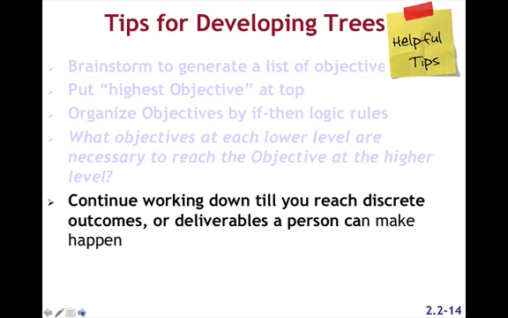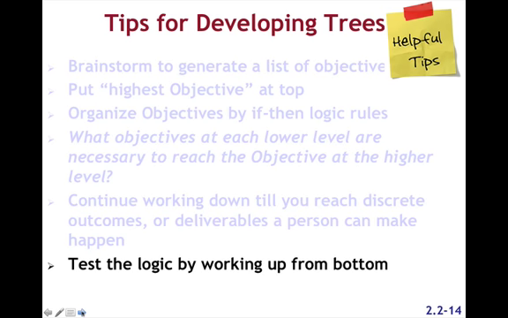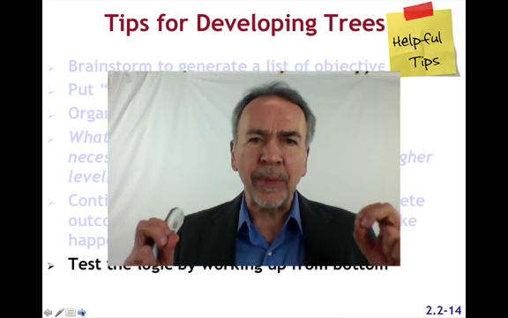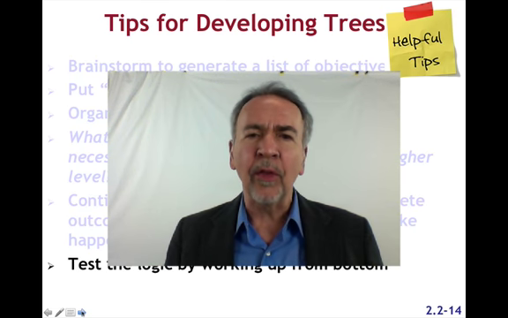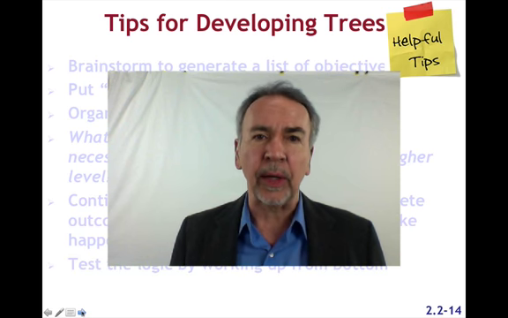Continue working down until you reach discrete outcomes or deliverables that a person or a team can make happen. And then test the logic by working up from the bottom using the if-then, draw some lines together, and voila, you have a tree. In the materials which accompany this video, you'll find a nice description with more detail on how to develop quality trees.